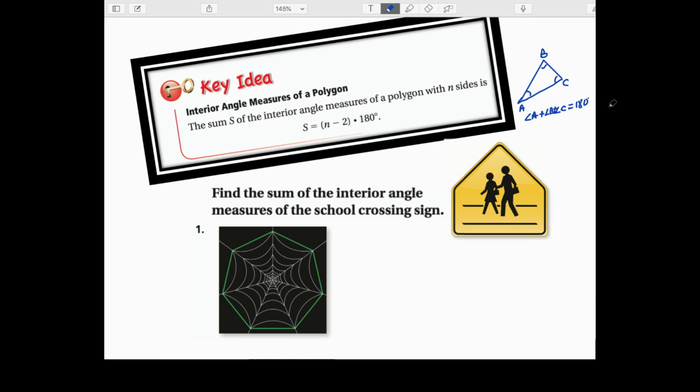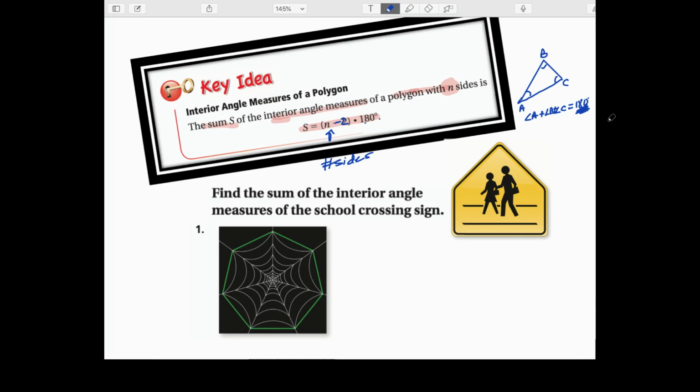There's a rule that's going to apply to this, so we'll talk about that rule and then see how to use it. It says here the sum of the interior angle measures of a polygon with n sides, so that could be any number of sides, is this equation. I take that number of sides, I subtract 2, and multiply by 180.